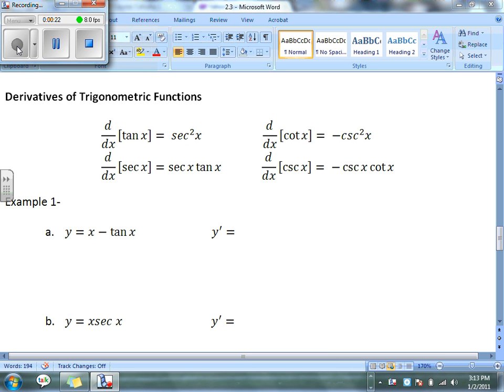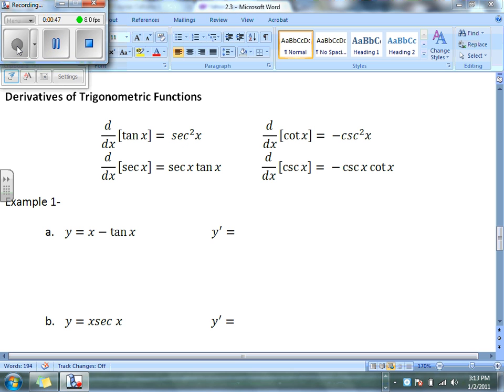What our notes say is the derivative of tangent x is secant squared x. The derivative of cotangent is negative cosecant squared x. The derivative of secant x is secant x tangent x, and the derivative of cosecant x is negative cosecant x cotangent x. All right, and we still have the same rules, the product rule and the quotient rule.